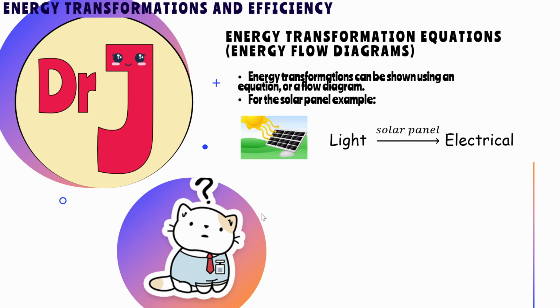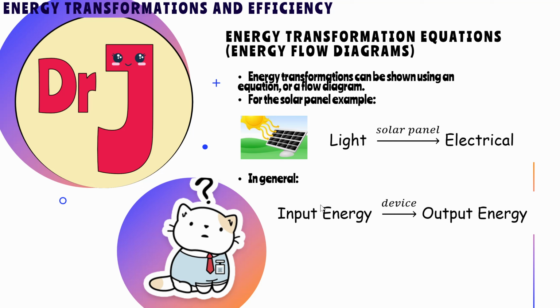So we can represent these using energy transformation equations, also known as energy flow diagrams. In the previous example of the solar panel, we would have light energy as the input, electrical energy as the output, and the solar panel is the device that converted that energy. So in general, we have input energy on the left, output energy on the right, and the device that did the transforming sitting over the arrow.